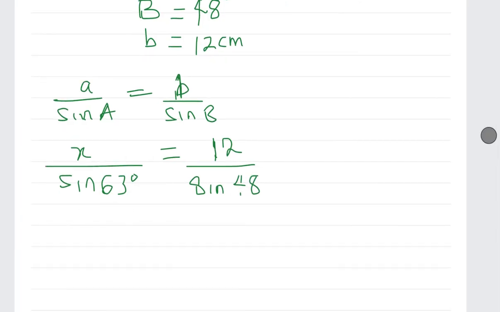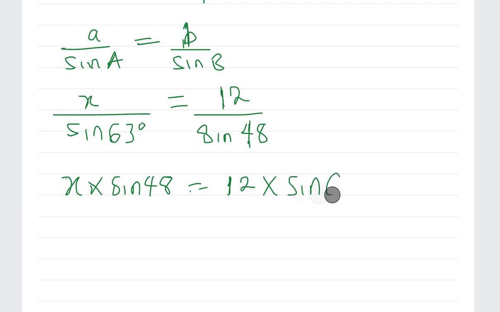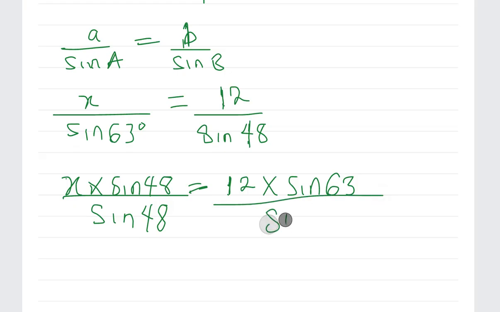If you cross multiply, you will have x multiplied by sine 48 equal to 12 times sine 63. So what's the next thing I said you do? Divide by sine 48, so that x can stand alone.